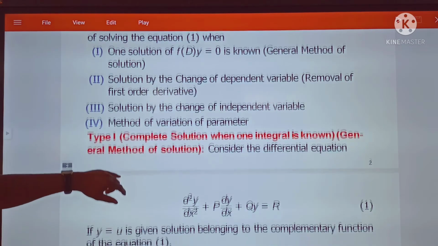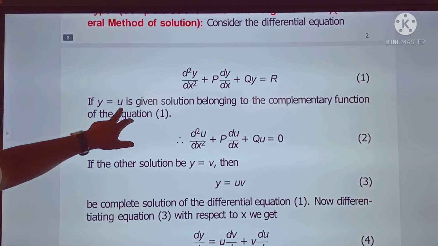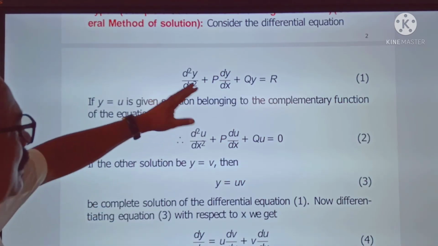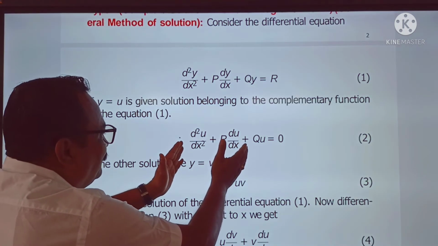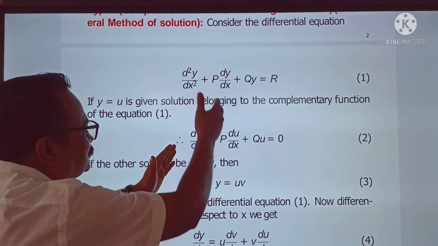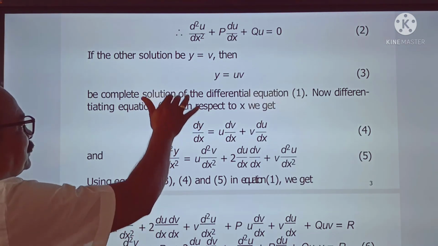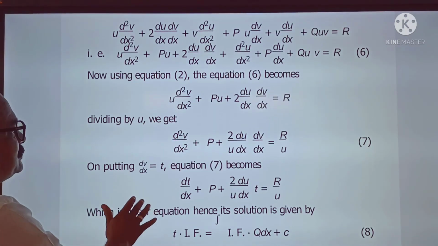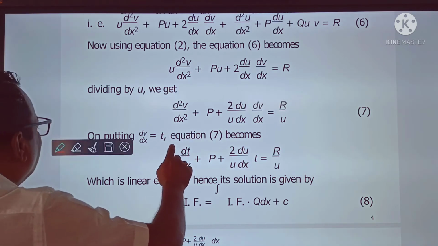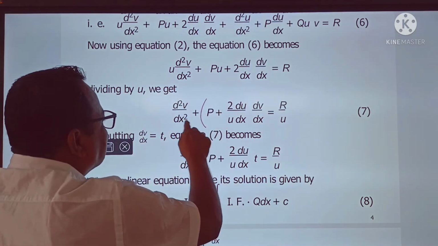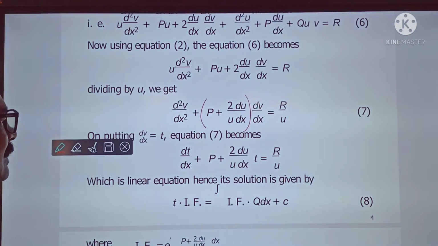Once again, if one solution is known, it means y is u is the solution belonging to the complementary function, that is, take the right hand side 0 and y is u is the solution. As you meet, you will get the known solution. Substituting y is uv, the given equation becomes d2v by dx square plus p plus 2 by u du by dx into dv by dx is r upon u.